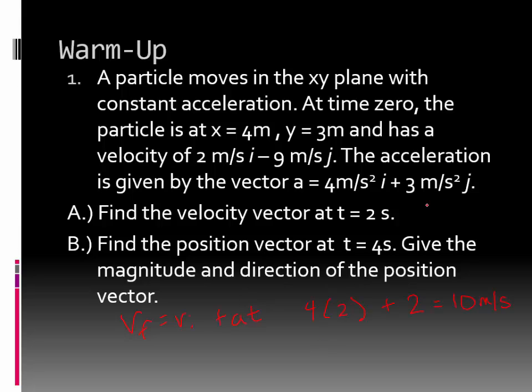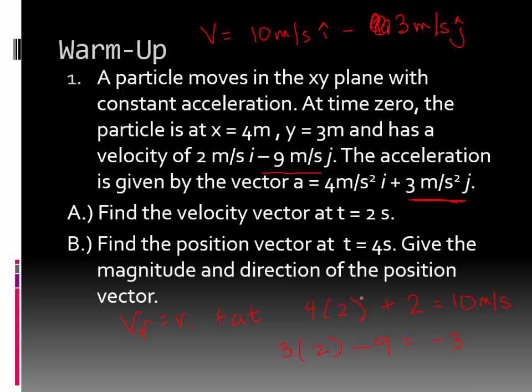And then I can rinse and repeat with the y information. So that's 3 times 2. Now it's going to be minus 9, since the initial velocity in the y direction is minus 9. So that's 6 minus 9, which is negative 3. So the velocity vector then would be 10 meters per second i minus 9. Oh, sorry, not 9, 3 meters per second j.